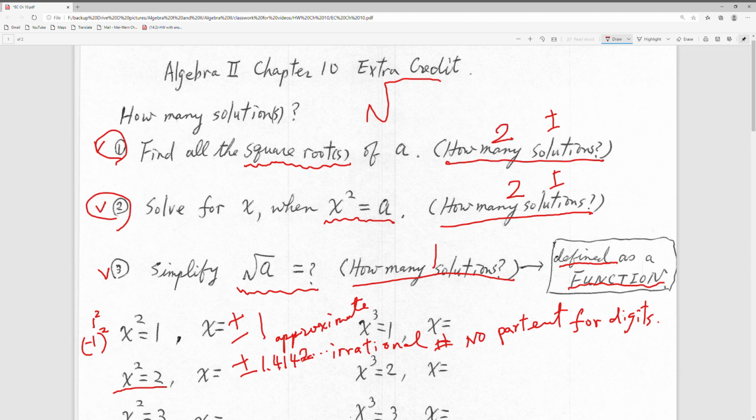But this symbol is not just positive, it's also negative. Say if we have two answers, we need to have a positive answer and a negative answer. And this square root means positive or negative. Okay, so that's a concept I want to talk about.